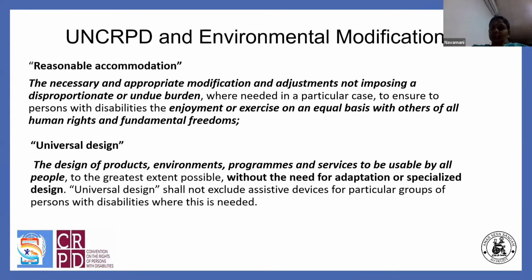The second one is universal design: the design of products, environments, programs and services to be usable by all people. So universal design is not only for persons with disabilities, but is the design of the environment, products and services so that everyone can access them without the need for adaptation or specialized design. Universal design does not exclude assistive devices for a particular group of persons with disabilities where they are needed.